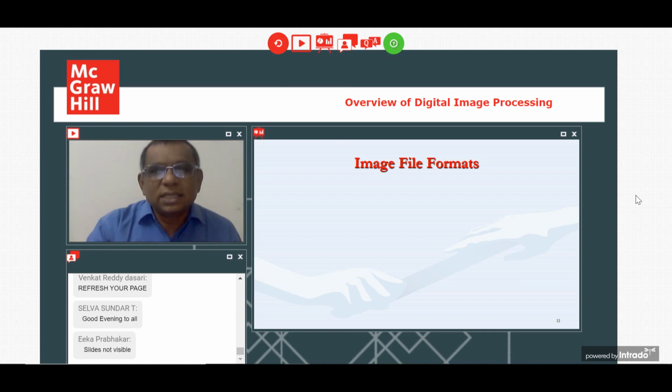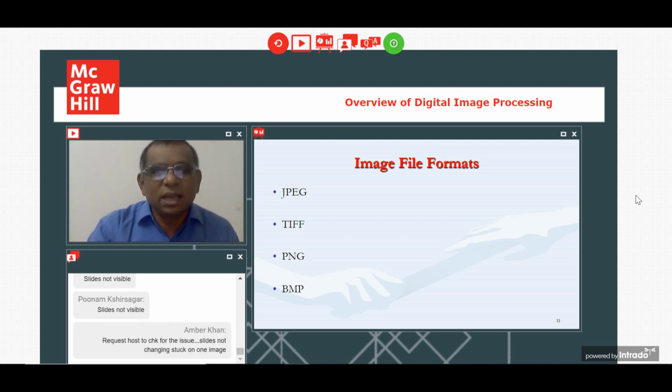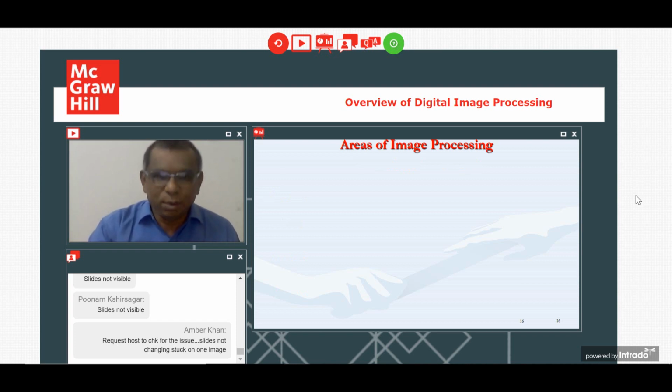Another terminology associated with images is file format, in which form we want to store the data as well as retrieve the data. The different file formats commonly used are Joint Photographic Experts Group, Tagged Image File Format, Portable Network Graphics, and then Bitmap imaging. These are all the different types of file formats commonly used to store as well as retrieve images.